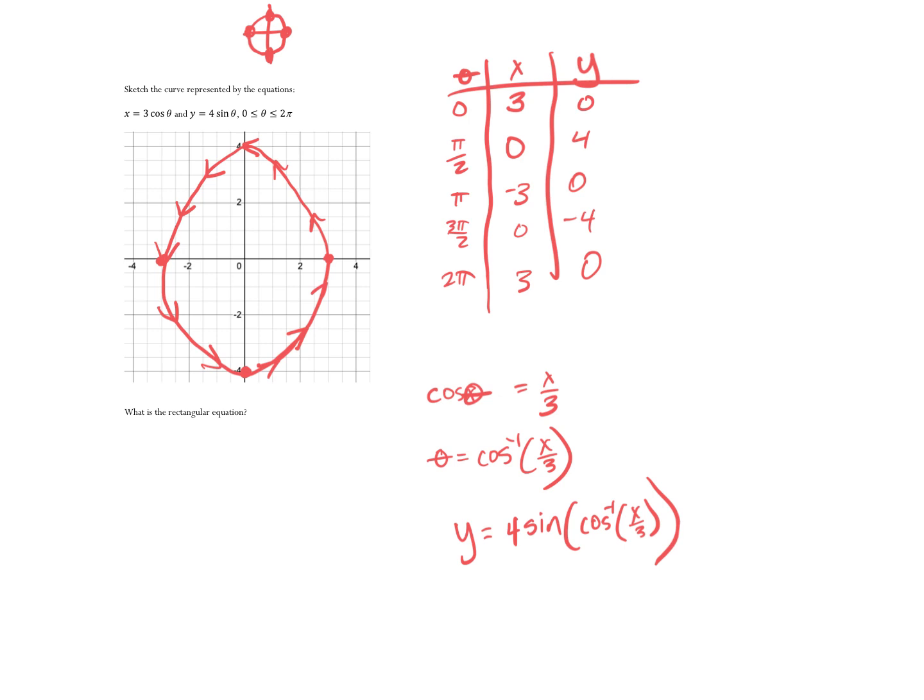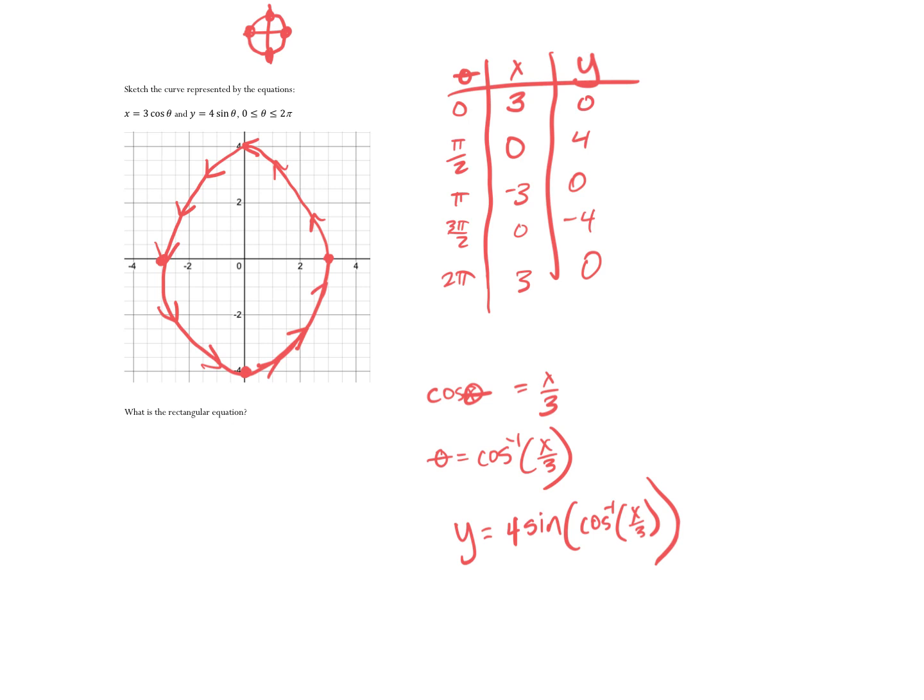To like graph this, because I know the x button has x, t, theta, and n, is the theta for this situation? No, the theta is for what we're doing next week. I don't know if we'll get to it next week. Theta is for polar coordinates, which is where we're going after we do parametric stuff.